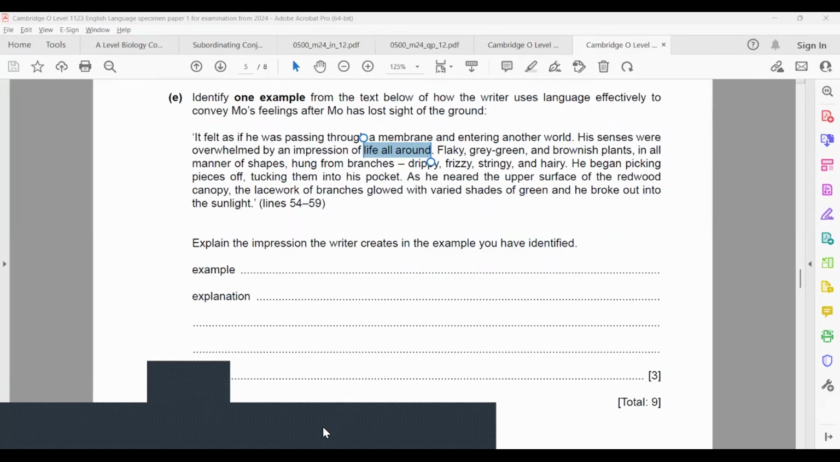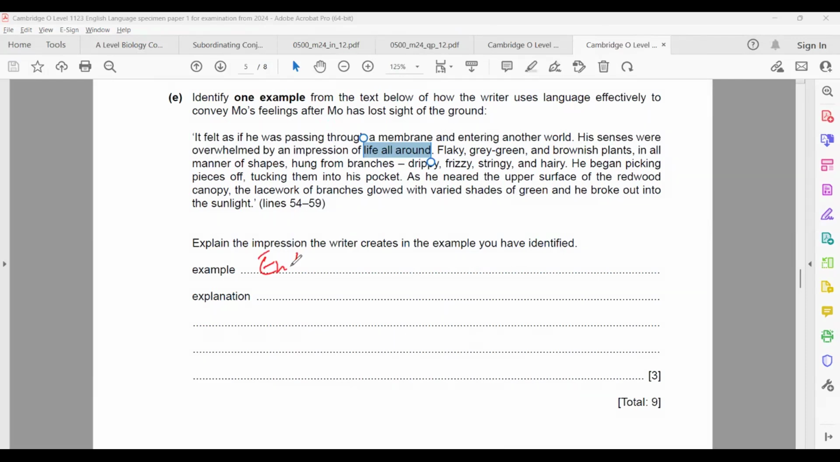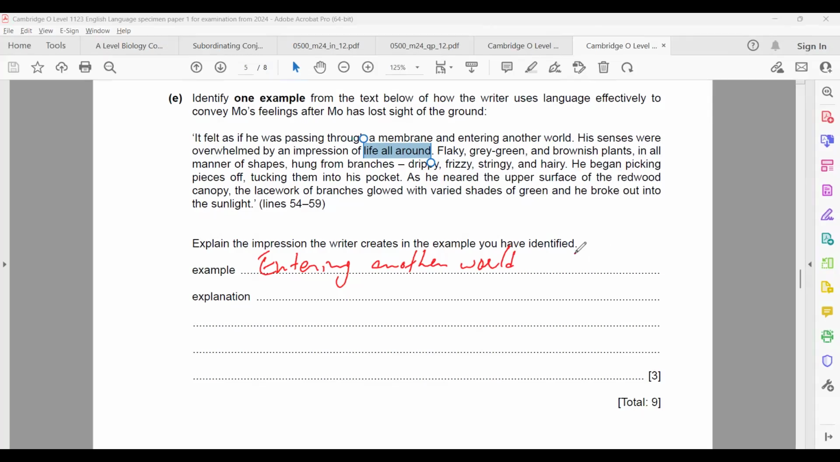So what you do over here is, for example, you're going to write "entering another world." And that's obviously explicit meaning because you're taking that phrase, that part of the text, directly. And that's going to get you 1 mark.